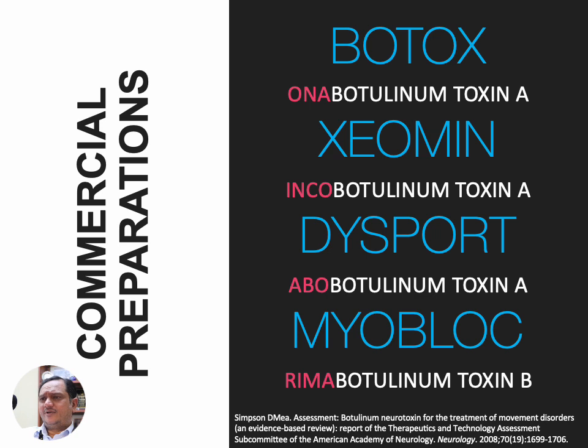FDA required a few years ago, I believe 2016 or something like that, that because these are all botulinum toxin A, they should have some prefix to separate them out. And the prefixes granted were ONA botulinum toxin A for Botox, INCO botulinum toxin A for Xeomin, ABO botulinum toxin A for Dysport, so that generics can be separated from each other. And then REMA was given to botulinum toxin B.